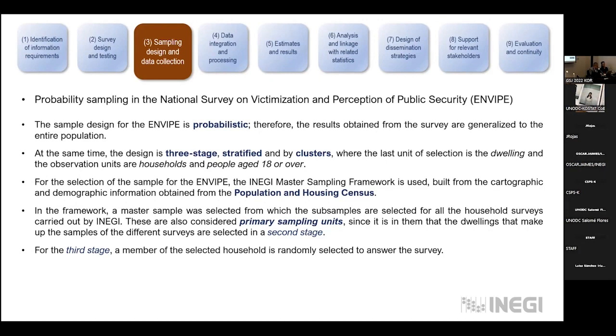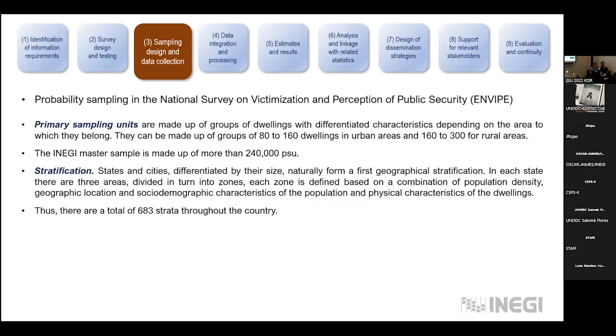As I was saying, in the third stage a household member is randomly selected to answer the survey. For the primary sampling units, we have to consider that Mexico has a population of about 130 million people. The PSUs are made up of 18 to 160 dwellings in urban areas, or up to 300 for rural areas.